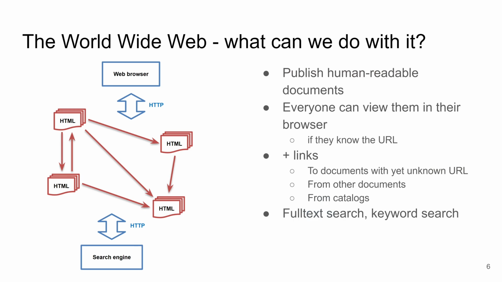So what we can do with the World Wide Web as we know it today, the web of documents? Well, we can publish human readable documents. We can see them in our browsers if we know the URL, or we can use a search engine if we do not know the URL, and we can follow the links which are present in the documents, and we can get more information like this.